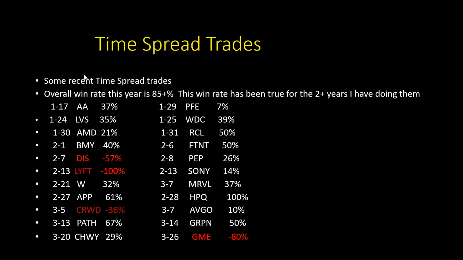These are the time spreads that I've done this year since January. I think I've got them all listed. I may be missing some, but basically they're all here. And we were able to maintain an 85% win rate. I've been doing this for over 2 years now, probably about 3 years since I started this strategy. And again, you can see the percentages run a little bit higher than the winners in the room. There's a lot of 60s and 70s and 50s and 100s in here.